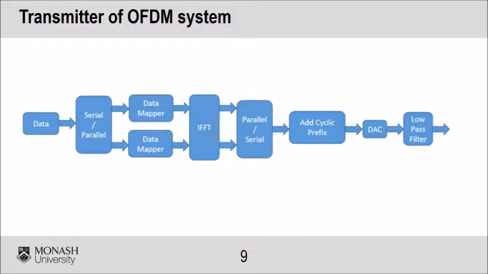Now, let us have a look at the transmitter part of the OFDM system. The data will first be transformed to parallel bits and then mapped on the constellation map as constellation points. Then, the data will go through the IFFT block in order to transform the data from frequency domain to time domain. Before the cyclic prefix is added, the data will be transformed back into serial form. Once the cyclic prefix is added to the signal, it will be converted to analog form and filtered by the low-pass filter. Before the data is transmitted, additive white Gaussian noise will also be added to the signal.